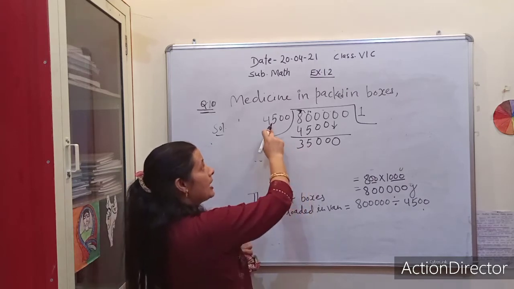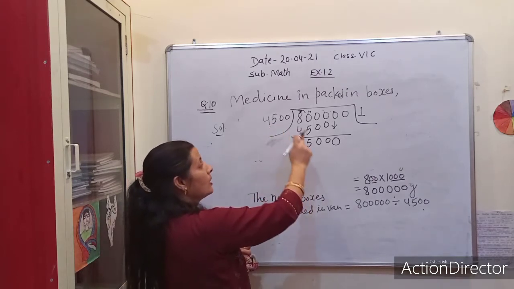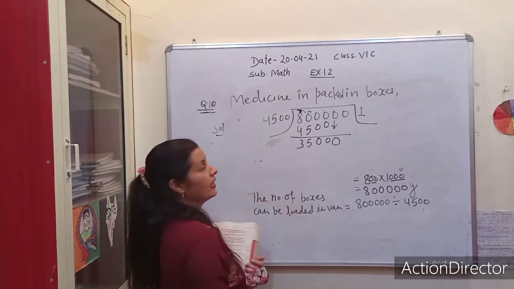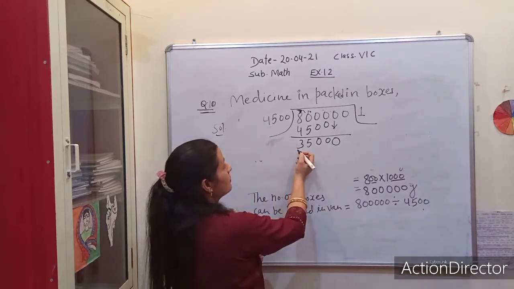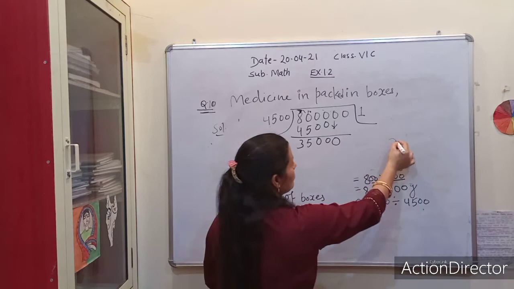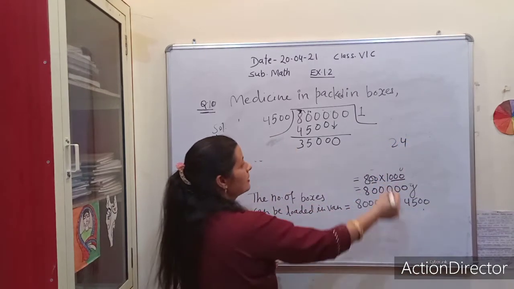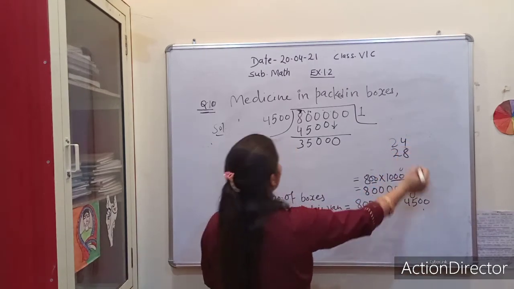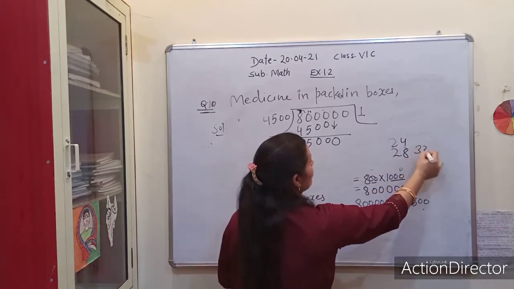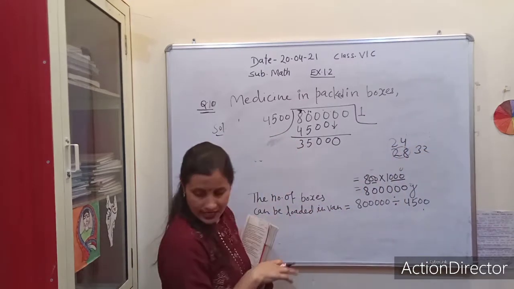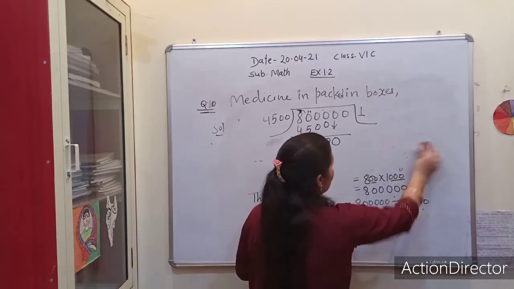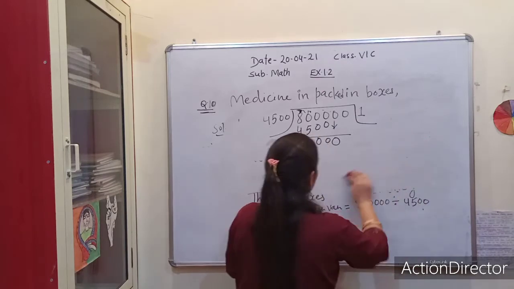So how many times will we divide 35,000 by 4,500? Let's check. 4 6 are 24. 4 7 are 28. 4 8 are 32. So let's check 7 times. Let's check 7 times. Now we will multiply here.